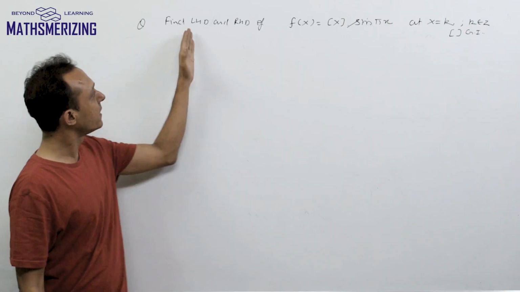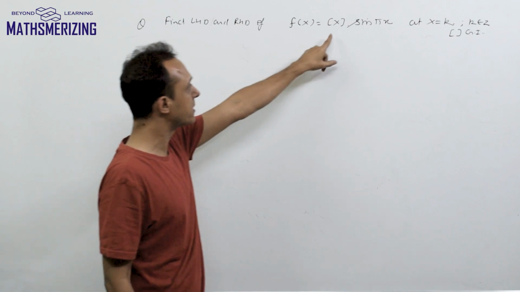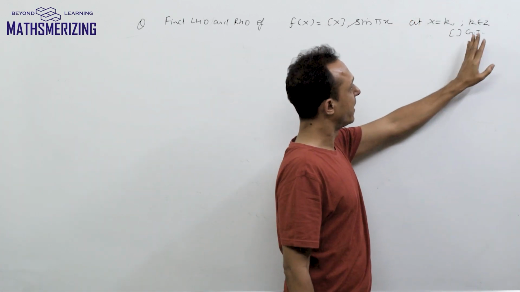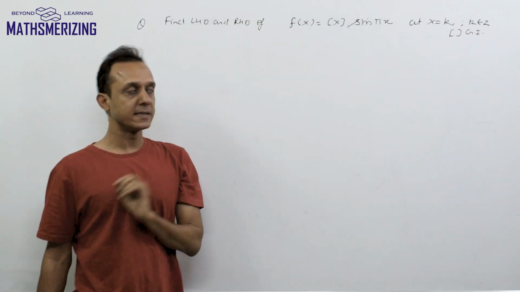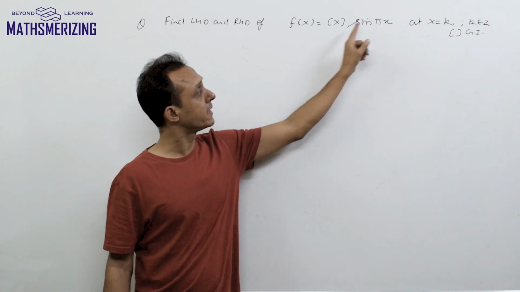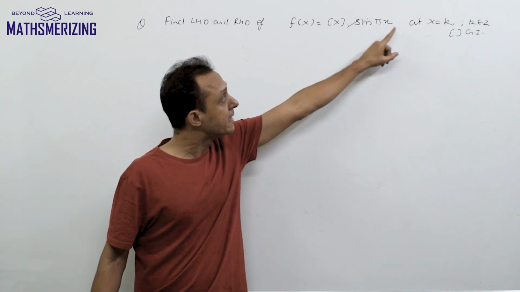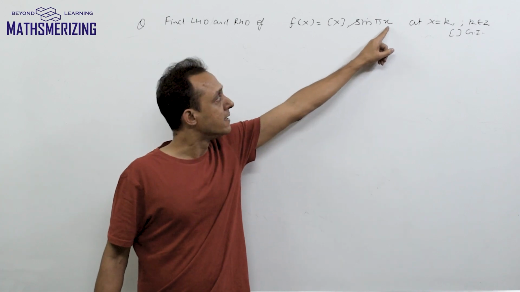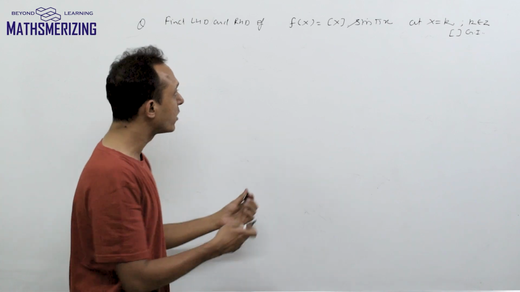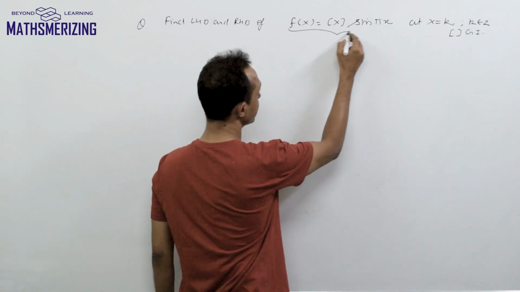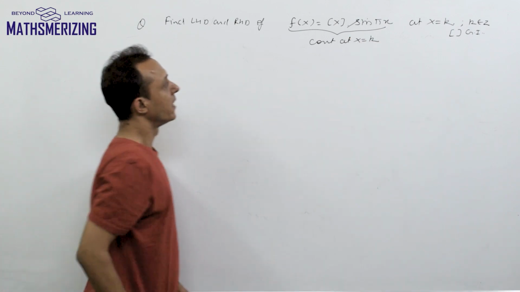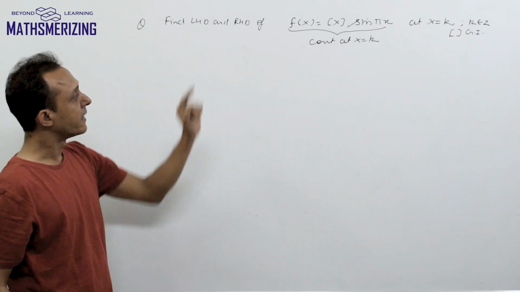So the question is: find the left hand derivative and right hand derivative of the function f(x) equals greatest integer function of x into sine pi x when x is k and k is an integer, and this box represents the greatest integer function. Now, this greatest integer function is discontinuous at any point k, but at any integral point this is sine k pi, and sine k pi is 0. So 0 into any discontinuous function will make that function continuous. So without even solving, I can say that this function f(x) is continuous at x equals k.